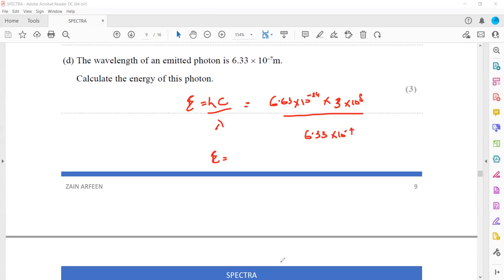When we substitute, this will give us the final answer for the energy which is emitted from this photon, which is 3.14 × 10^-19 joules.